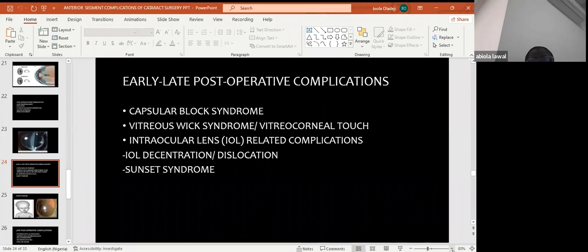And when this happens, the IOL haptic can rub on the iris, causing recurrent inflammation and a continuous cycle of pigment dispersion and increased intraocular pressure. And this itself can predispose to corneal decompensation. You can have a bullous keratopathy from this.